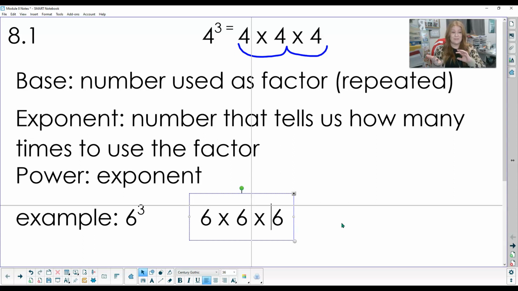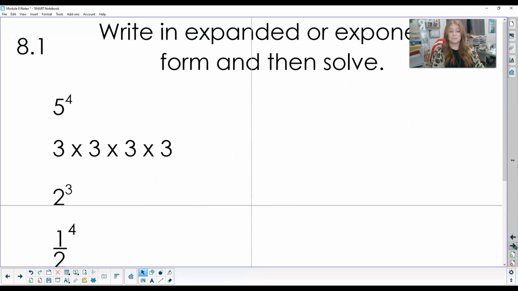So there's a difference between just a multiplication problem and an exponent. An exponent is repeated multiplication. When I have addition, 4 plus 4 plus 4, that turns into a multiplication problem, 4 times 3. But an exponent is repeated multiplication, 4 times 4 times 4. So we're going to write these in exponent or expanded form, and then we're going to solve them.